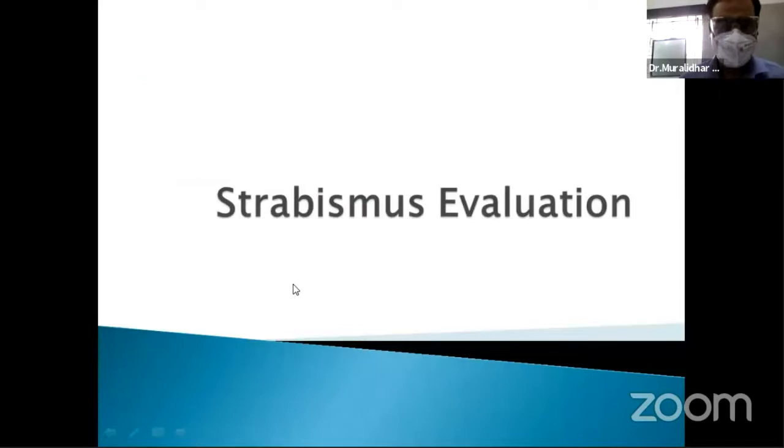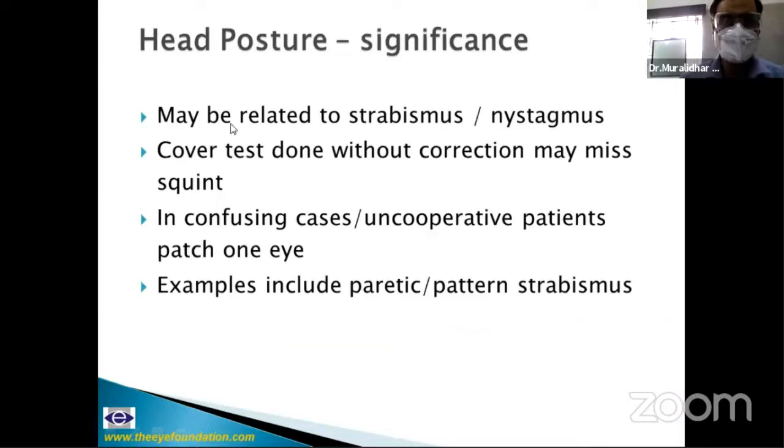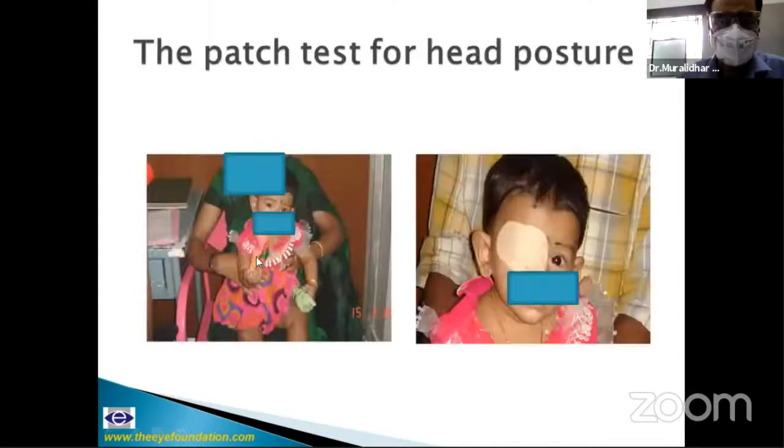So now I go to strabismus evaluation and the essentials of what we need to train our residents. We need to sensitize our residents that the first step in strabismus evaluation after visual acuity estimation and refraction is attention. You need to give the child or the patient a distance fixation target for him or her to assume the head posture. The head posture may or may not be related to strabismus or nystagmus. If you do not correct the head posture before doing a cover test, you may miss the strabismus. And in confusing cases, I'll come to that.